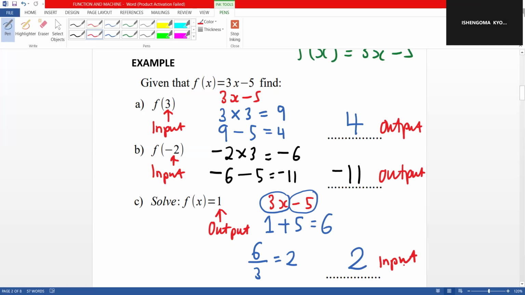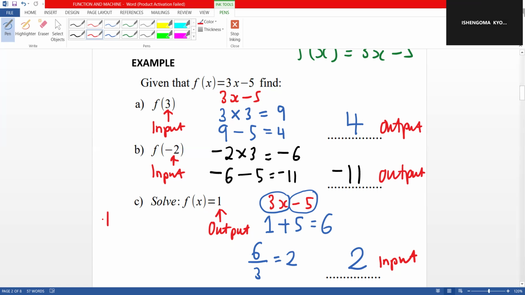Remember, when you are given the output and we need to find the input, we will do the reverse or the opposite of the original function. And what is that opposite? If we have more than one function, the part done last, we will do it first in its opposite. And the act done first, we will do it last on its opposite.